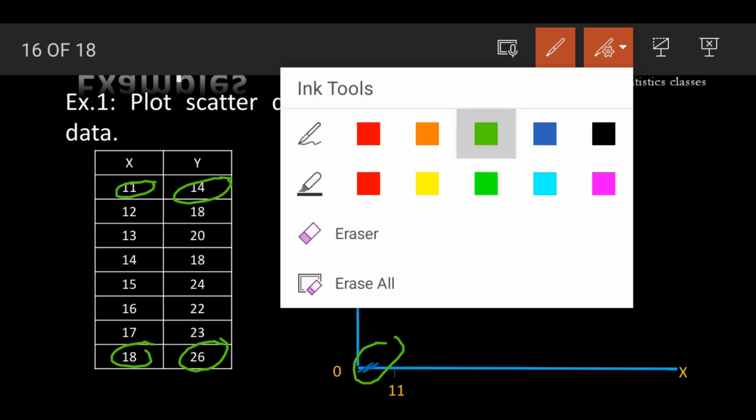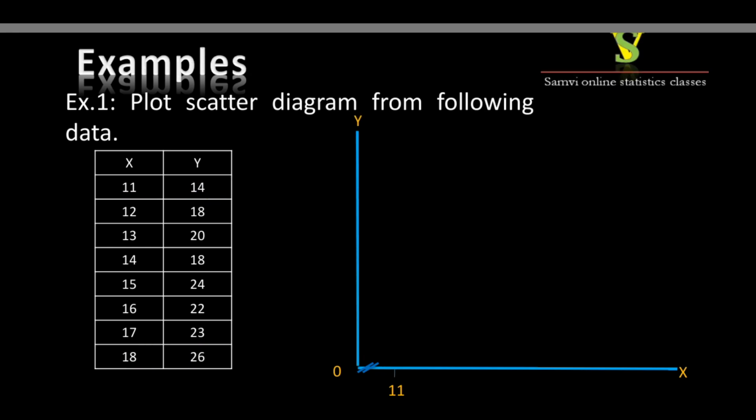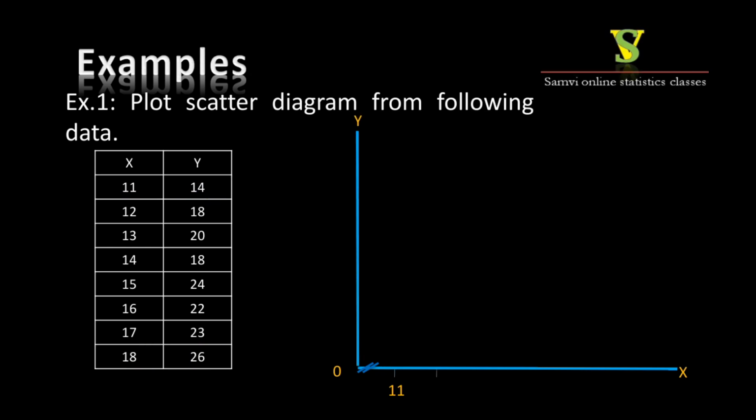Now move to the next division. Getting? Next, maintain some distance, take 1 centimeter or 2 centimeters, make the division and write down the next value, that is 12. Similarly 13, 14, 15, 16, 17, 18. Like this you have to make the divisions on the x-axis.